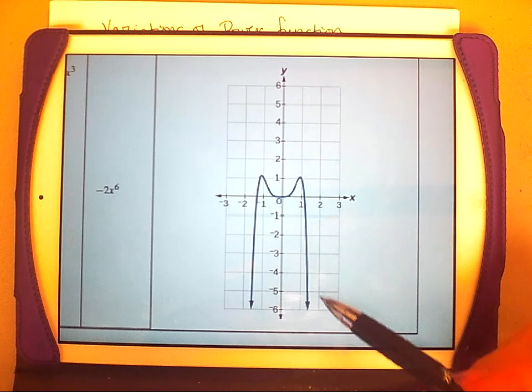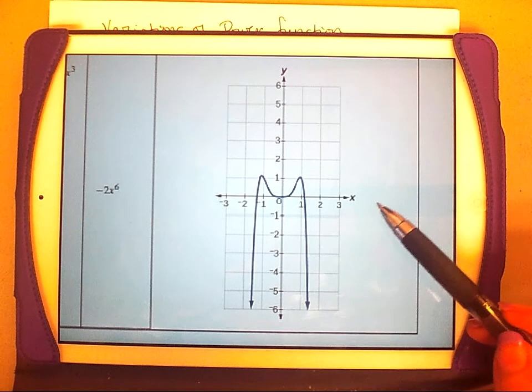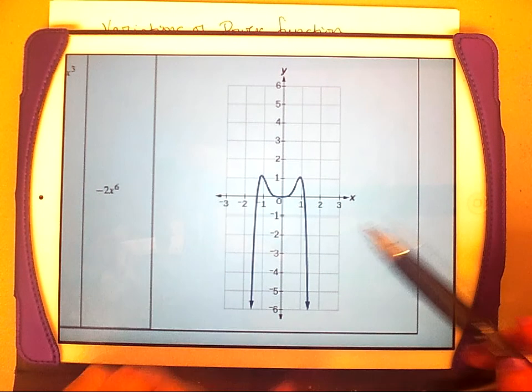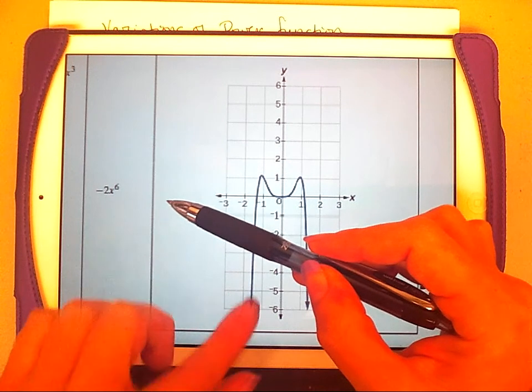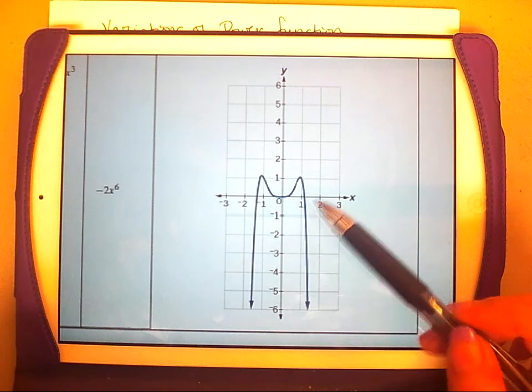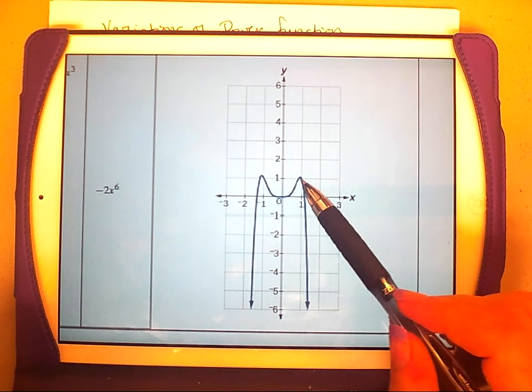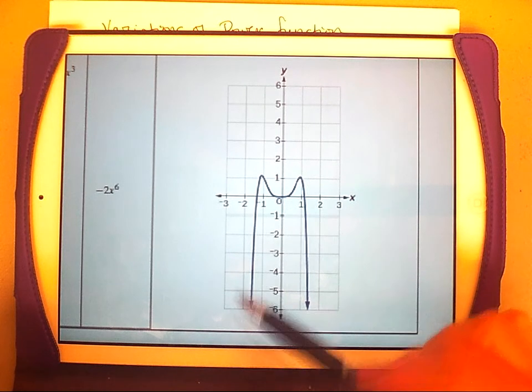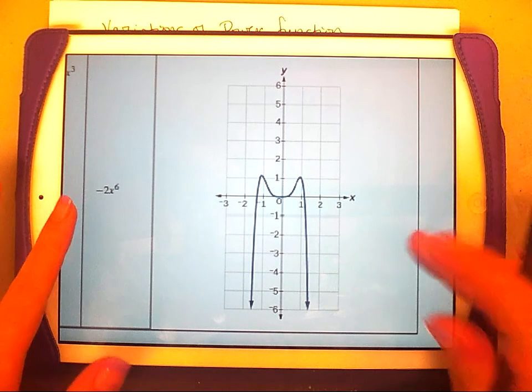So negative x to the 6th would look like this. As x gets very large, the function is still diving, or as x gets very negative, the function still dives. Now in between, we have a little bit of variation. It's not just the nice concave down.